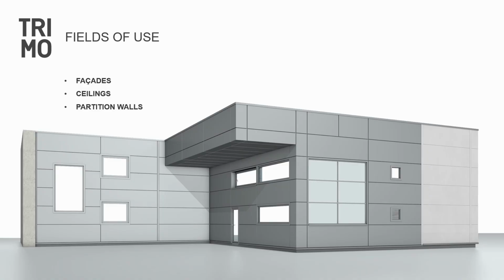Ceilings: these panels are well suited for ceiling solutions. Their lightweight nature makes installation easy, and they can be customized with different patterns and colors. As partition walls, they are ideal for internal divisions. Panels provide flexible solutions for offices, homes, or even public spaces. They allow for quick reconfiguration of spaces without any major construction.